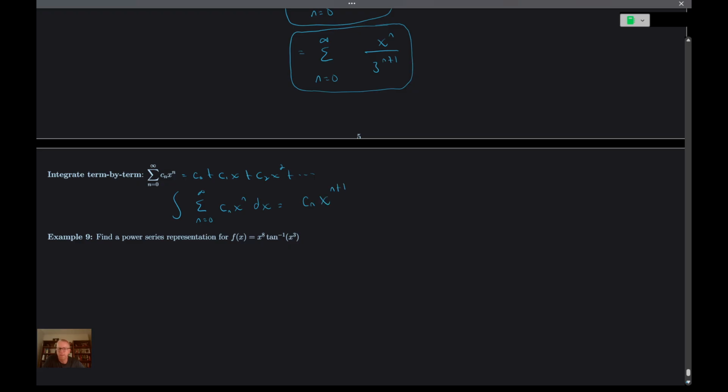The integral of x to the n would be x to the n plus 1 over n plus 1, and then, of course, we have our plus c. So if we want to integrate a series, we can do it. Not too difficult to do.